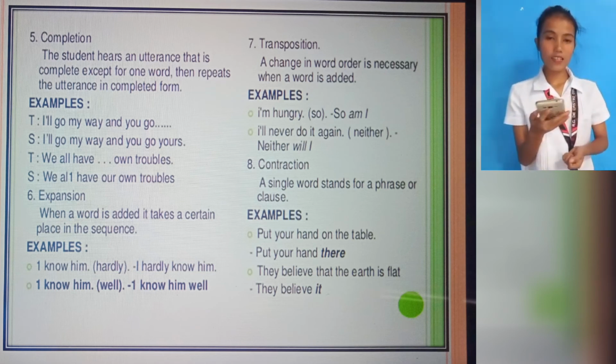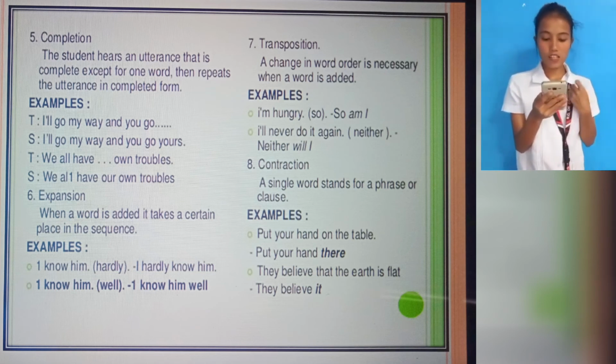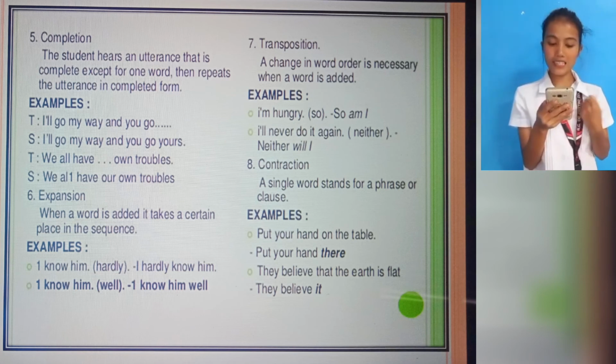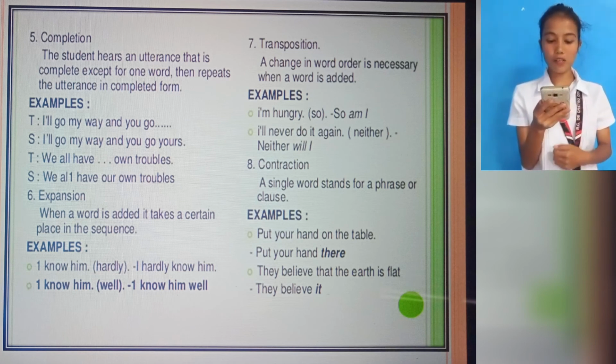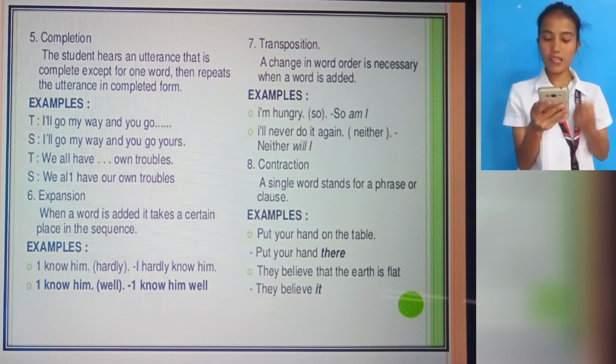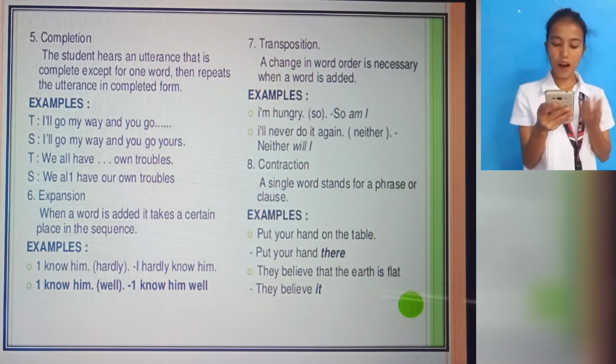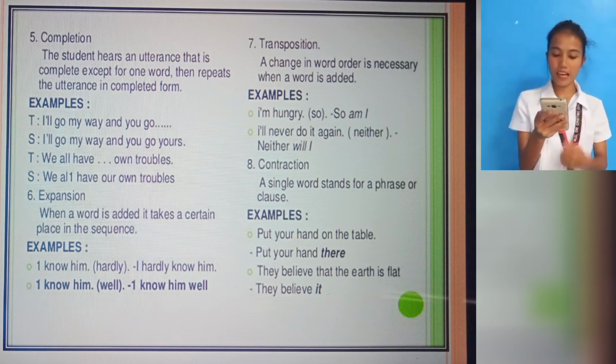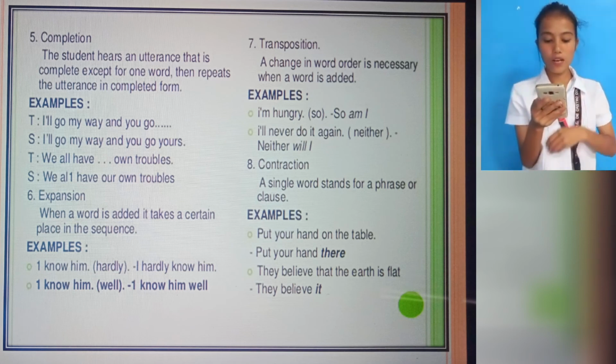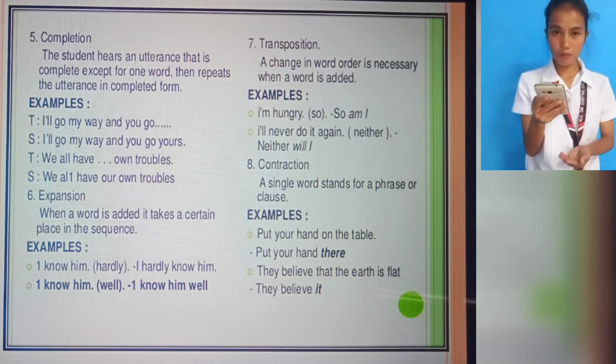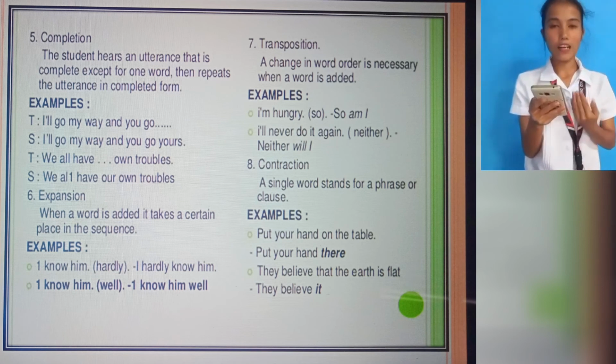So another is the expansion. So the expansion is when a word is added, it takes a certain place in the sequence. So example, I know him. Hardly, the sequence is I hardly know him. So another is I know him hardly, well, I know him well.